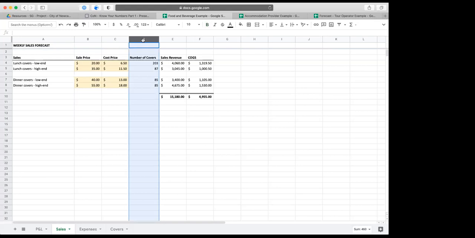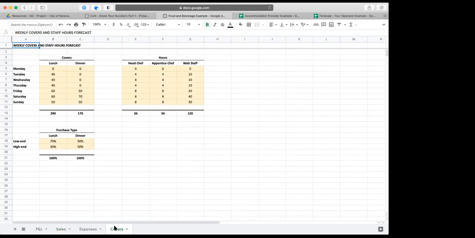In this spreadsheet, all the cells in yellow represent the input data for our model that we can vary, that we can play with. So for example, I can change the sale price of low-end lunch covers from say $20 to $19. The number of covers, however, is not in yellow, okay? It's modeled based on further calculations. So let's have a look at the covers tab.